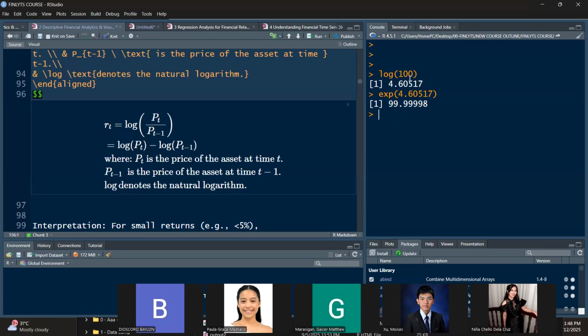How do I generate the log of 100 using base 10? You do that by log 100 comma 10. The comma there signifies the base that you're going to use. Log of 100 to the base 10 will now give you the answer 2. All right, is that clear, class? May I have your comment, class, if it's clear?